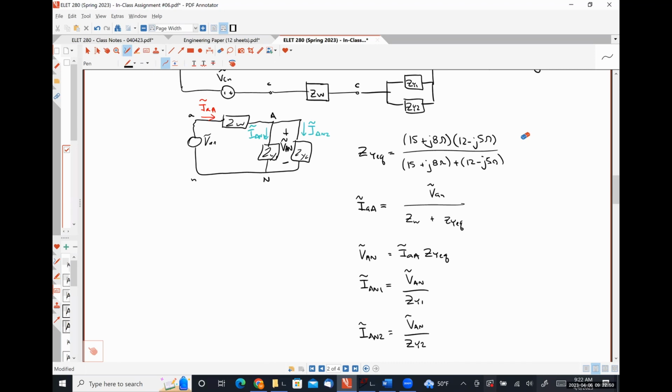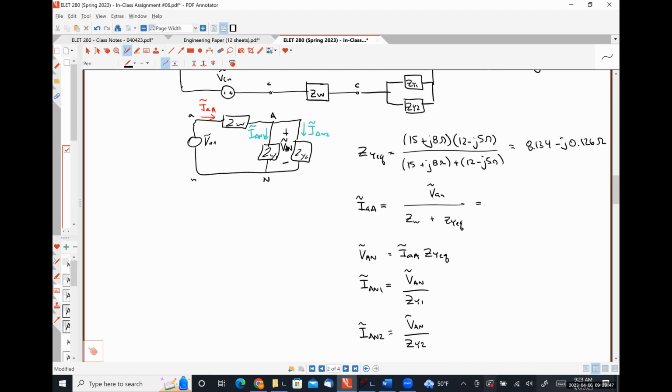All right. So if I take (15 + 8j) times (12 - 5j) divided by (15 + 8j) plus (12 - 5j), I get the equivalent impedance to be 8.134 - j0.126 ohms. I'm going to store that in my calculator as X.